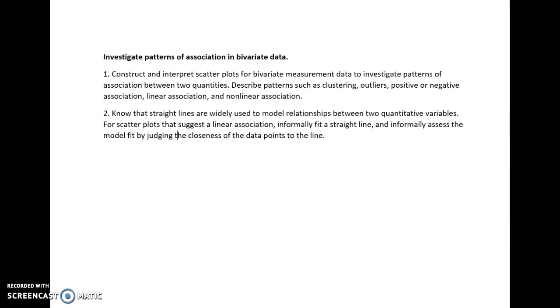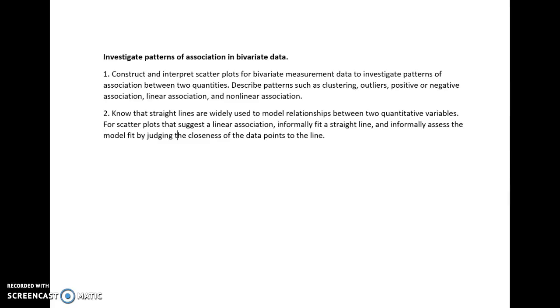And so those are Standard 1, construct and interpret scatter plots for bivariate measurement of data to investigate patterns of association between 2 quantities, and describe those patterns such as clustering, outliers, positive or negative association, linear association, and nonlinear association. So we'll look at some CPM lessons. I don't know if you guys can tell, CPM is actually my favorite of all the curricula that I've worked with before, so I gravitate to it quite frequently.